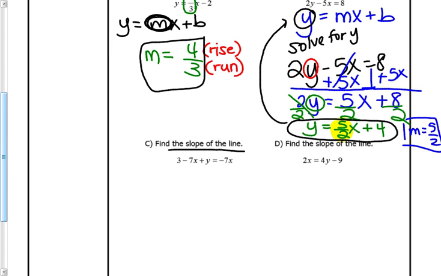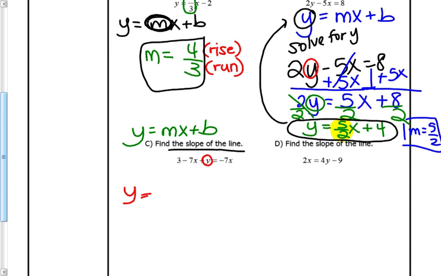So I can't say that the slope is negative 7. First of all, I've got 2 x's over here, when I'm supposed to only have one of them written down. Secondly, this is not in y equals mx plus b form. This is not in slope-intercept form. So what I need to do is rearrange it like this. Rearranging, really we're solving for y. We want y to be by itself on the left side.